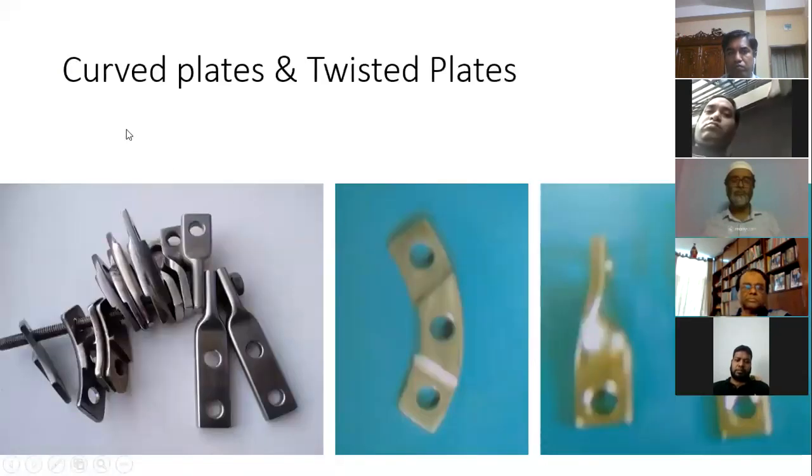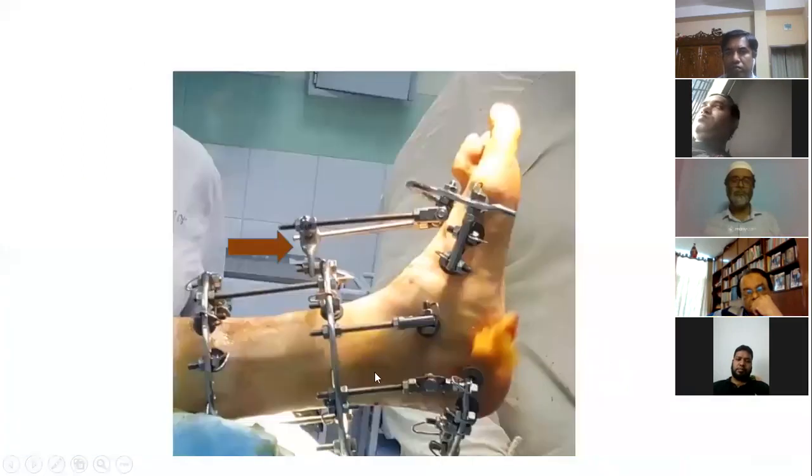There are curved plates and twisted plates. You can see the curved plates and the twisted plate, twisted over a 90-degree angle. There are a lot of twisted plates, one hole, two hole, etc. You can see here the use of a twisted plate. You can see it nicely adjusted and used.